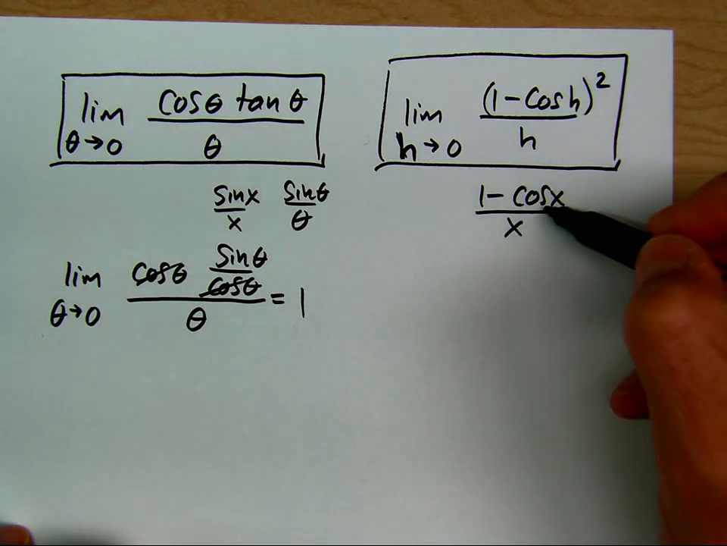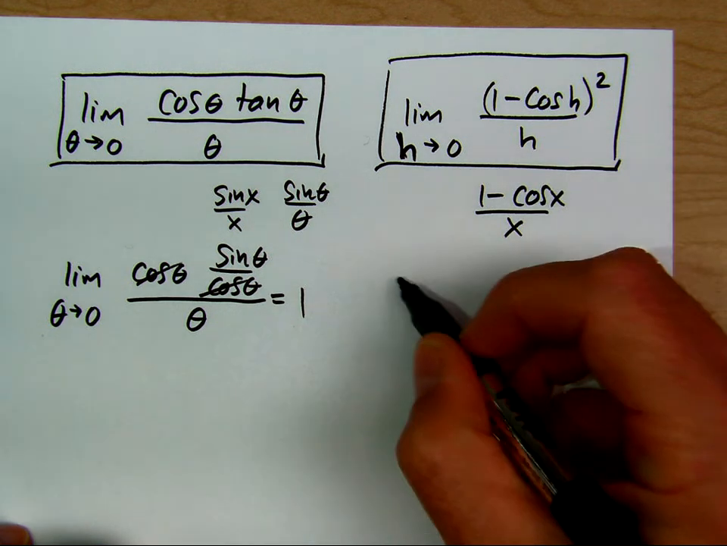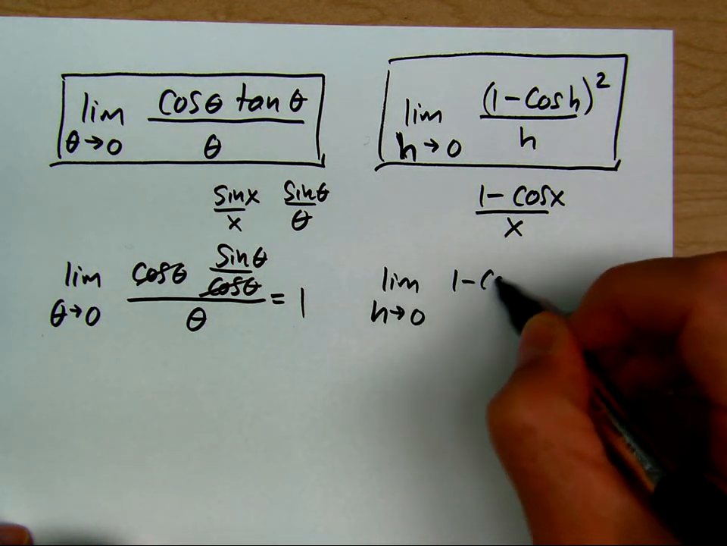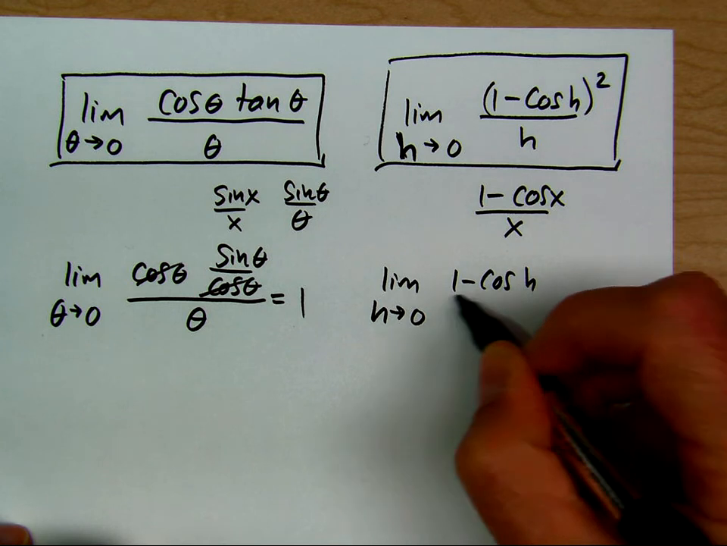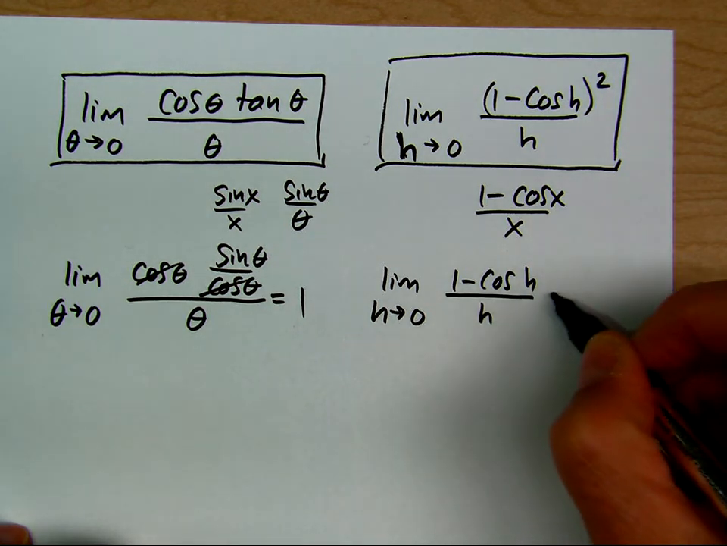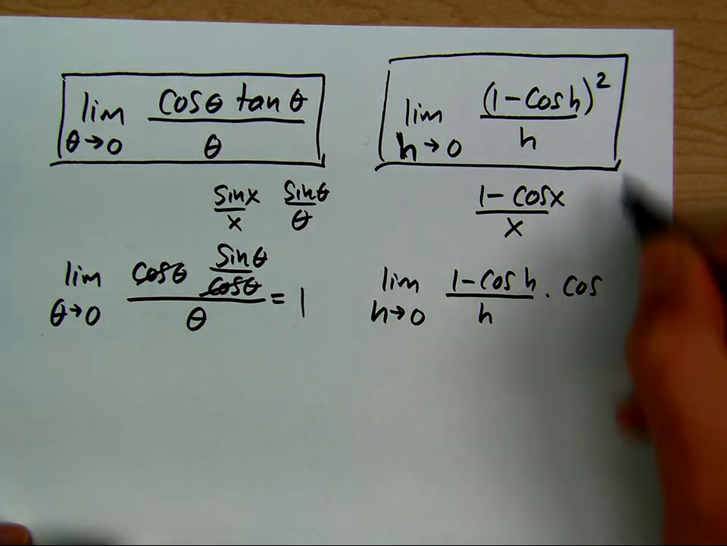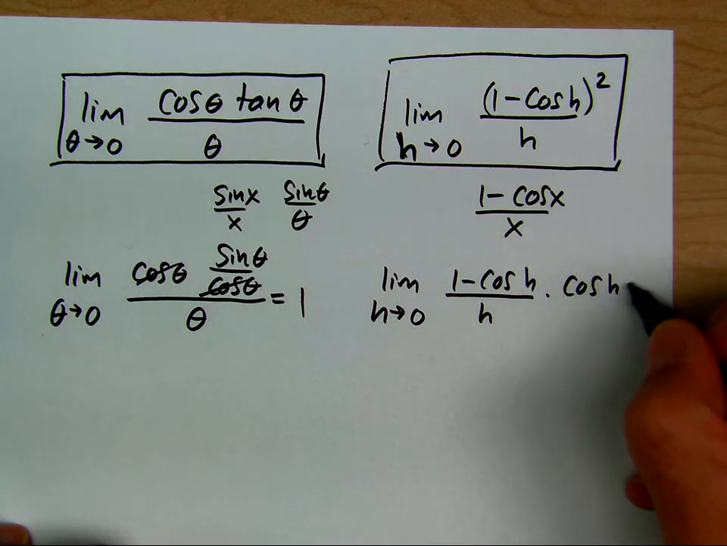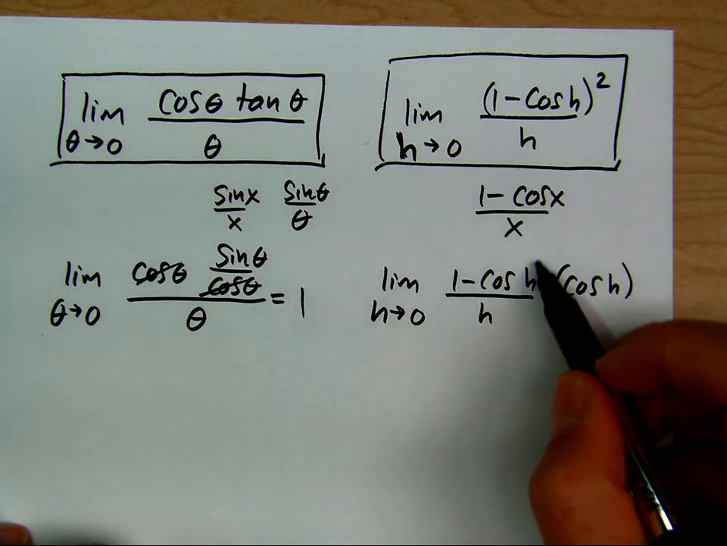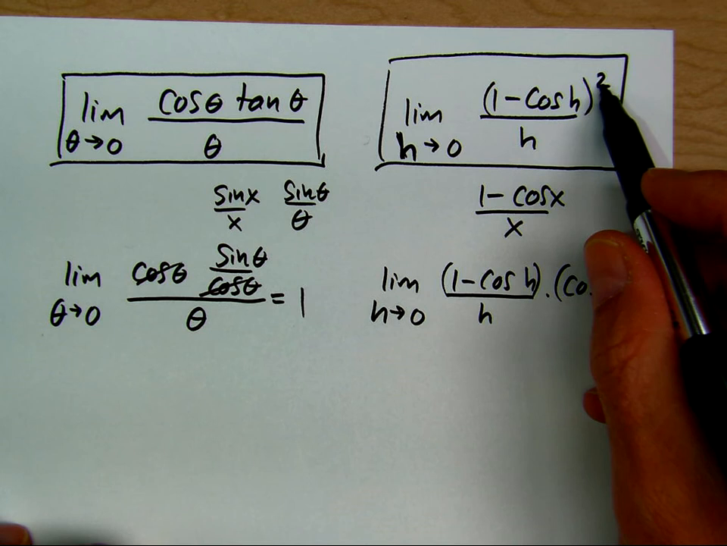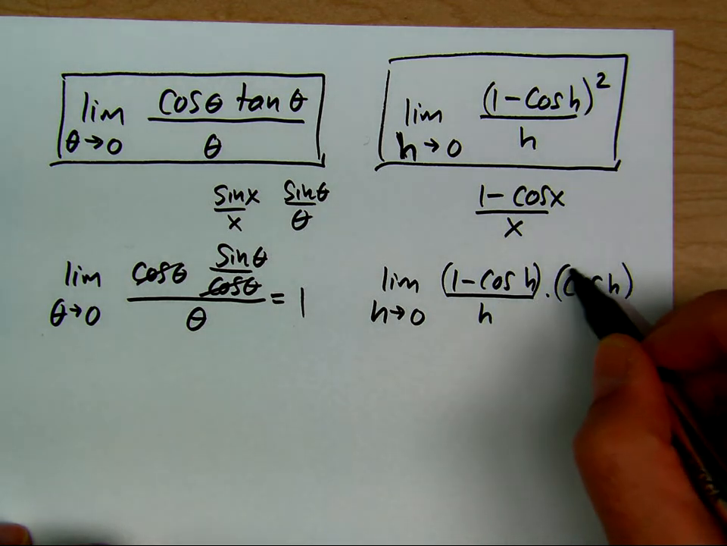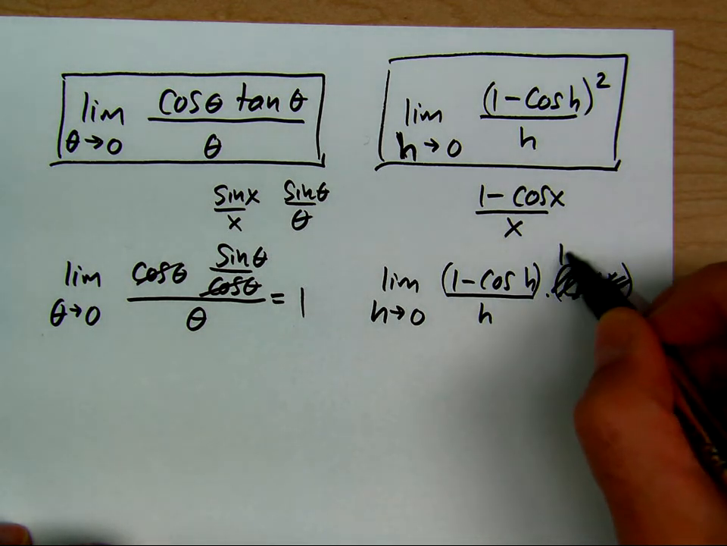Well, that's pretty close. What if we try 1 minus cosine over h? That's what we want to have. And then just break up this square. So we have, instead of writing it as a square, we write 2 factors. Oops, that's supposed to be 1 minus cosine.